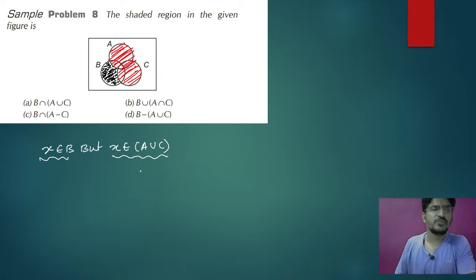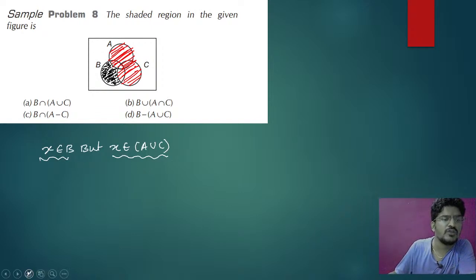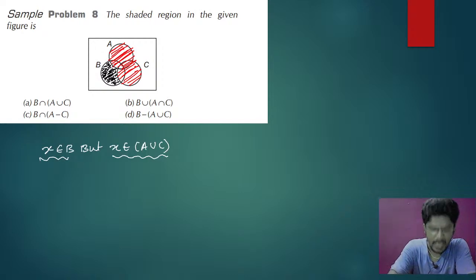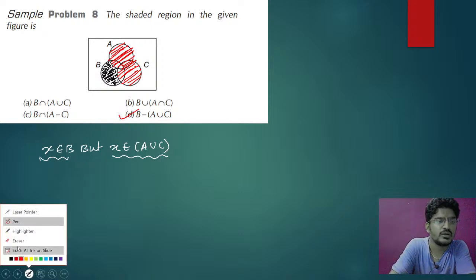Some of you are telling that B intersection A union C, that is wrong. I want the black portion. That is elements which are in B but not in A union C. So therefore, the answer is the fourth option. Clear? Because I need the black portion.